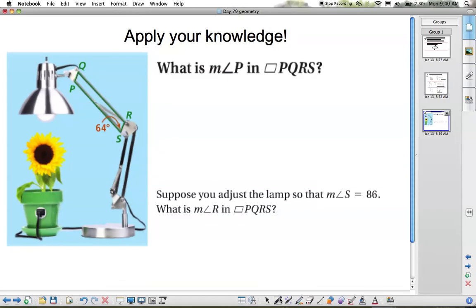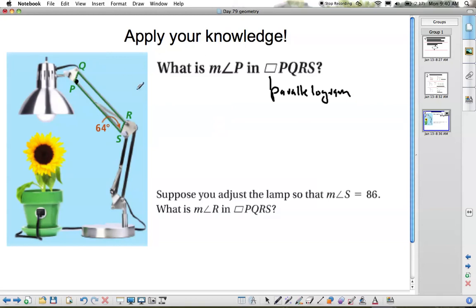So here's the example. Here's our little lamp being powered by a sunflower. I want to know what is angle P in the figure. I'm highlighting it in black. This little symbol means parallelogram, so I know I have a parallelogram in green.